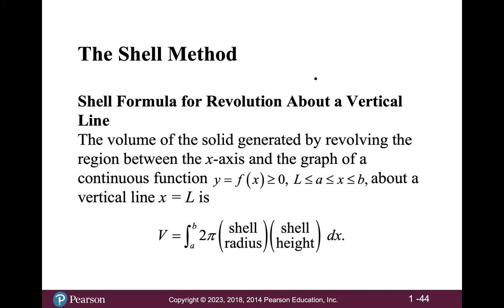times the shell height. Now, oftentimes the shell radius will just be x and the shell height will just be f of x. But for example, in the problem we just did, the shell radius was x plus 1 because we were revolving about the line x equals -1. So moral of the story, it's a very good idea to start by drawing a graph, all right? And then draw that representative rectangle. And from that, you can tell what your shell radius is going to be and what your shell height is going to be.